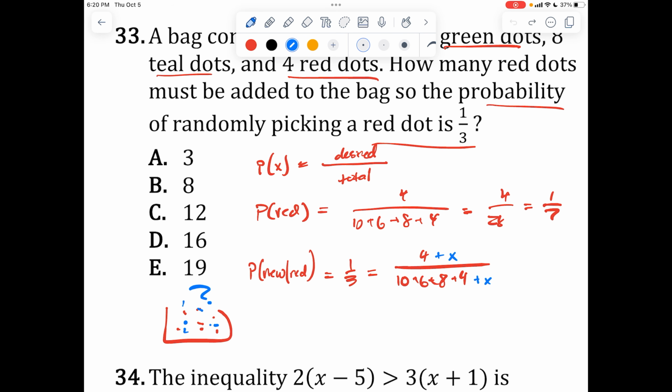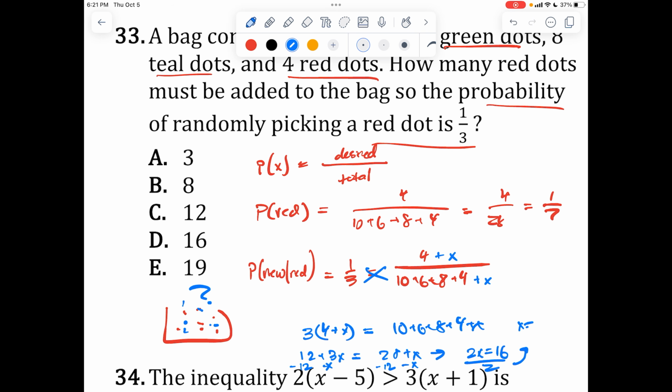How do we solve this equation now? You can just cross multiply. So (4 plus x) times 3 is equal to 10 plus 6 plus 8 plus 4 plus x. This is the same as 12 plus 3x is equal to all these numbers, 28 plus x. I can subtract x on both sides, subtract 12 on both sides, and then I get 2x is equal to 16, divided by 2, x is equal to 8. So once you add 8 red ones, you will end up with a probability of 1 over 3.